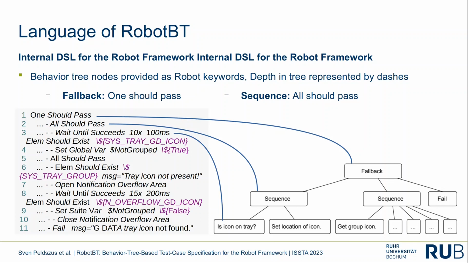And this is now implemented using standard Robot code, using "wait until it succeeds, try 10 times with 100 milliseconds in between the tries", and use the element should exist. So that's the code we have already seen in the initial Robot example, but here we use this behavior tree logic for orchestrating the execution and having conditional executions. And as you can see, our example code gets much shorter and also more readable this way.